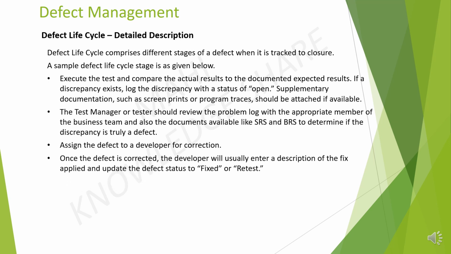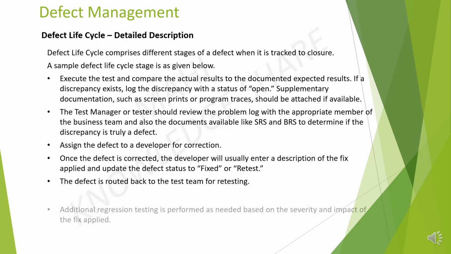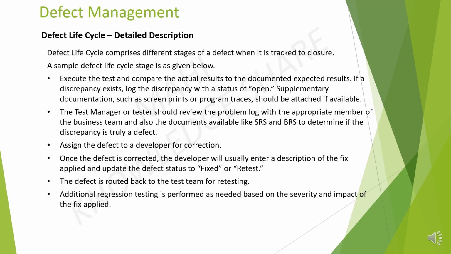Once the defect is corrected, the developer will usually enter a description of the fix applied and update the defect status to fixed or retest. The defect is routed back to the testing team for retesting. Additional regression testing is performed as needed based on the severity and impact of the fix applied. If the retest results match the expected result, then the defect status is updated to closed.